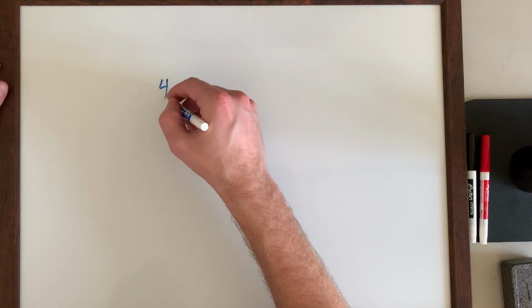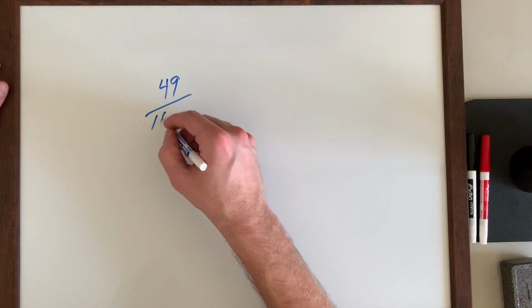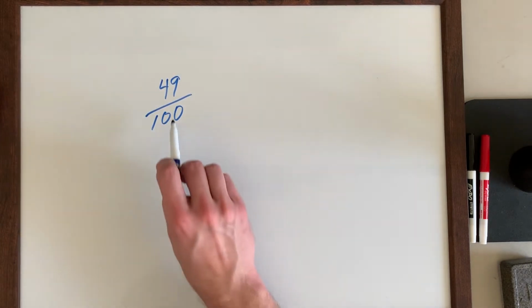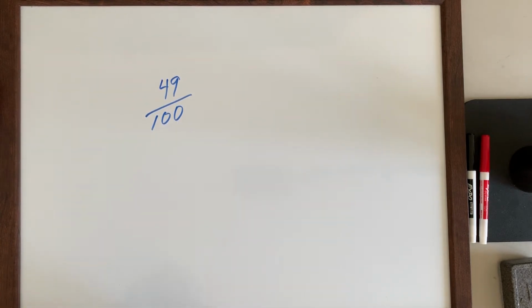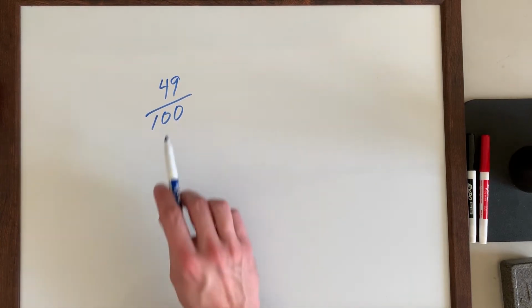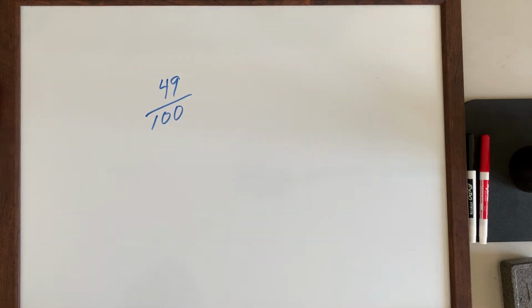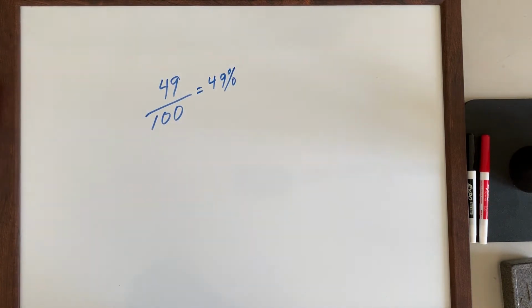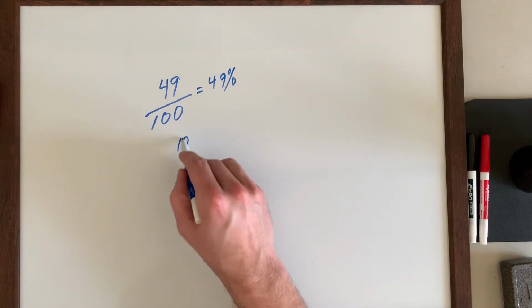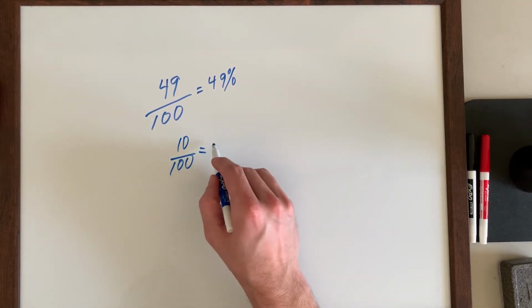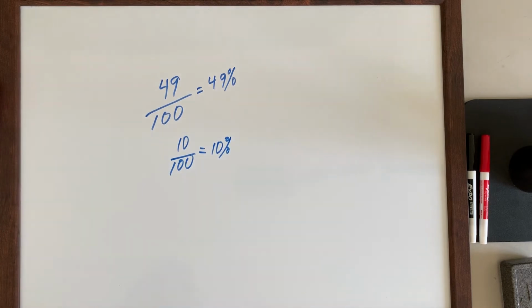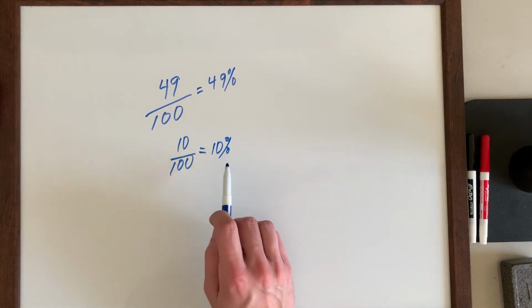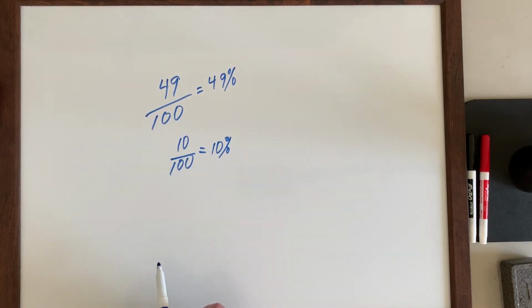If I write 49 out of 100, I know it looks like divide by. You could think of it as out of. So 49 divided by 100, or 49 parts out of 100. This is 49%. 10 out of 100 equals 10%. So percentages are a way of expressing how much of something we have for every 100 of them, okay?